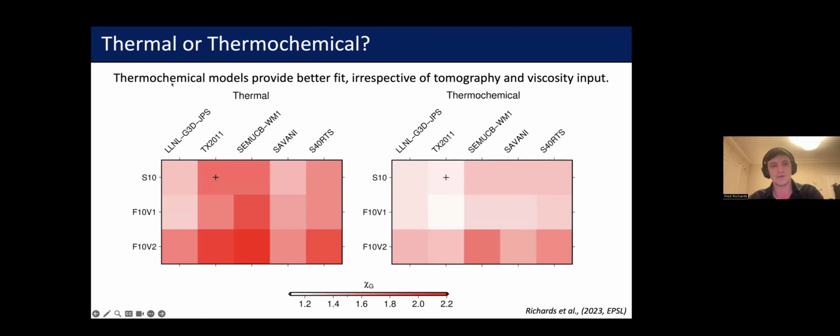And what you can see is that if you compare this with the thermal models, where we didn't allow there to be density anomalies in LLSVPs, to the thermochemical models, where we relaxed that assumption and let there be density anomalies down there, for every single one of these combinations, we're getting a better fit with the thermochemical models. And interestingly, what we find is that on average you need about a 2% density anomaly, but just confined to the lowest 200 kilometers of the LLSVP to be able to explain the geodynamic observations.